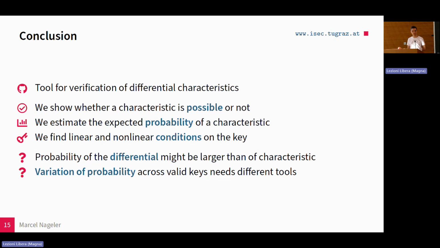So what we mainly find is the keys for which the probability is 0. But for example, with quasi-differential trails, you can also find some more variations if there's like a space of keys where the probability is a bit higher or lower.